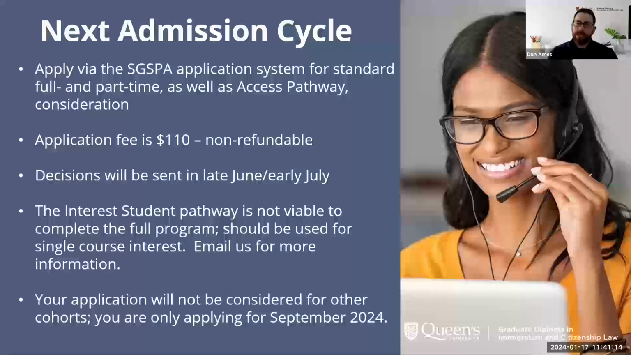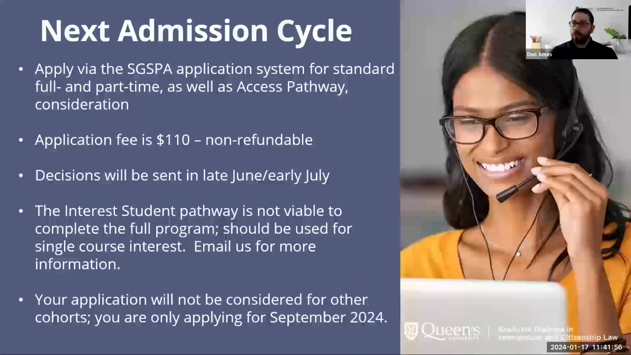There's the inter-student pathway. This is not a viable pathway for those individuals who are interested in completing the entire program. I would encourage you to complete the SGSPA app. But for those individuals who wish to take a few courses, it's 1 course per term for 4 consecutive terms maximum. Just because you're interested in the profession or you want to do some professional upgrading, the inter-student pathway is there for you. More information about that on our website, or you can email our admissions team at immigrationdiploma@queensu.ca for more.